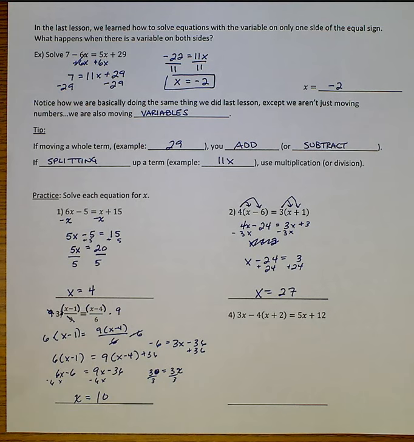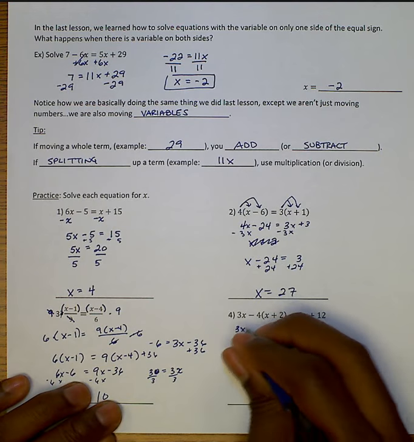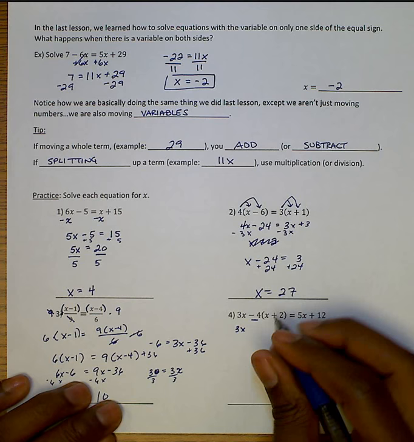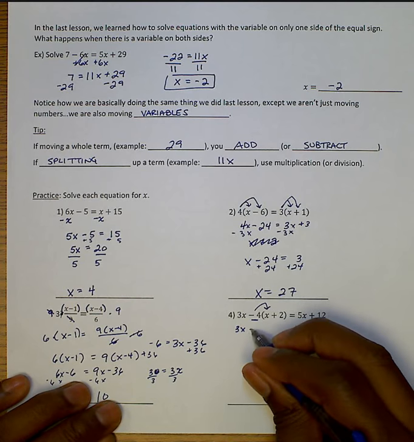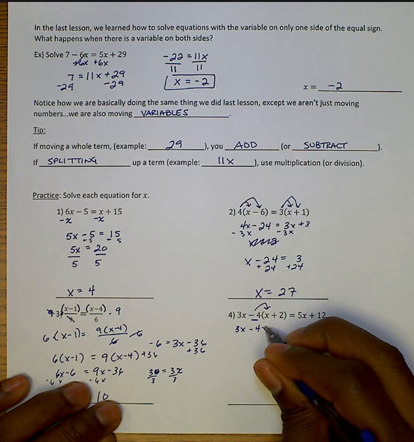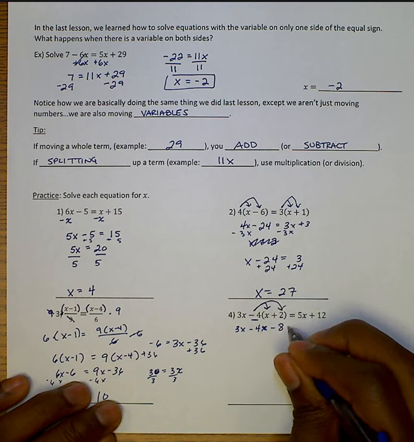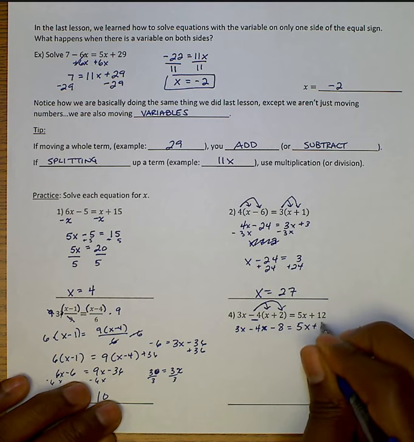Alright, number 4. We have 3x. And then I've got to distribute. Remember when you're distributing to include this negative sign. So minus 4x minus 8 equals 5x plus 12.